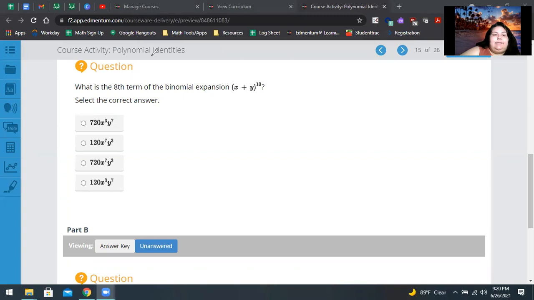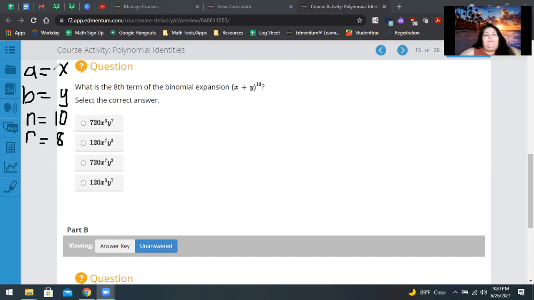Let's go ahead and take a look at this. So our A is your first term inside the parentheses. So that's your X. Your B is your Y. And then your N is that 10 there. And for the R, you're looking for your 8th term. So your R is 8. So you're going to plug all this information into this. So you're going to apply it to this one here.